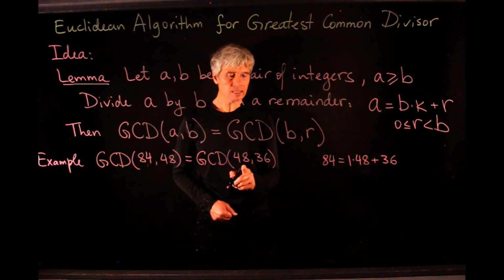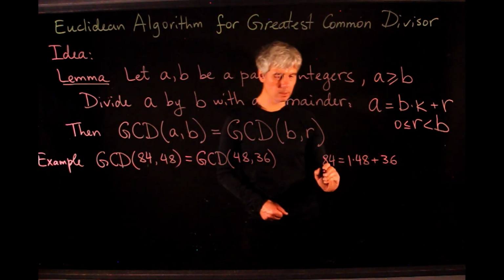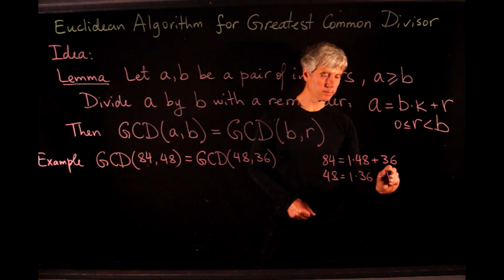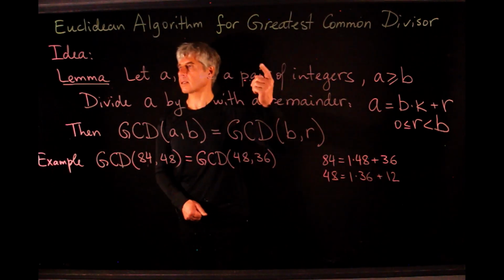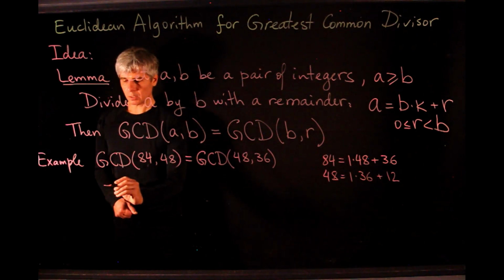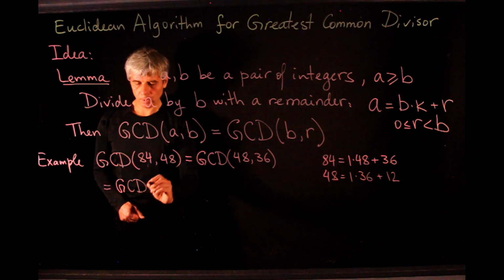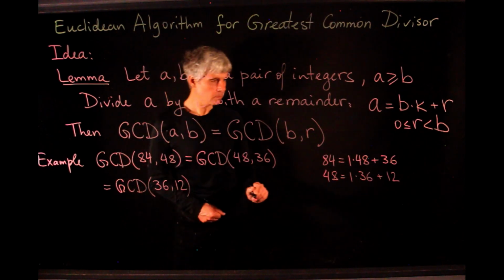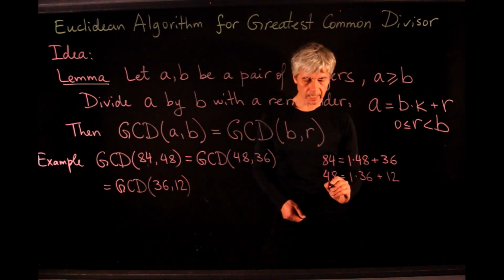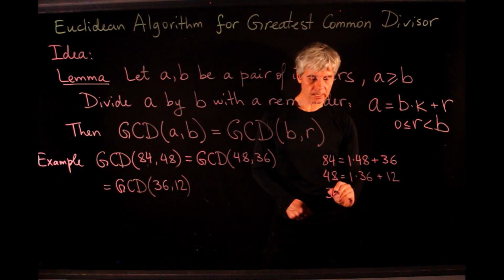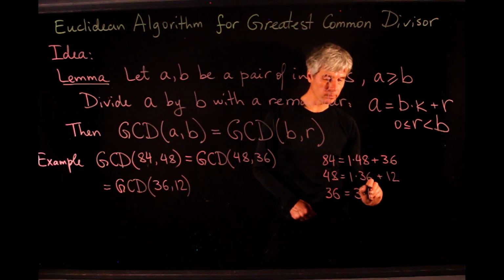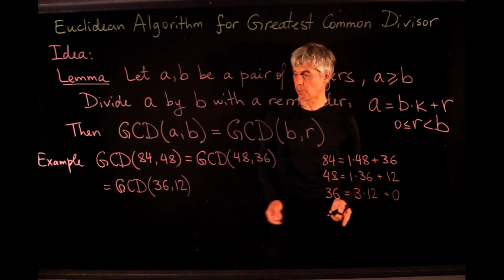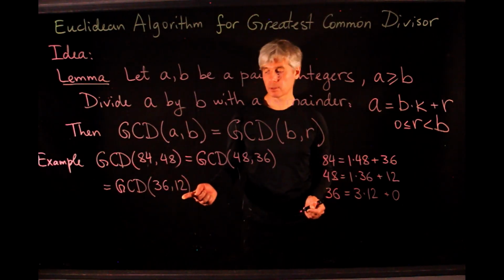Now we take 48 and divide it by 36 with the remainder. So we write 48 is 1 times 36 plus 12. Then, iterating this lemma, this is also equal to the GCD of 36 and 12. Next, we do it again. So we have 36 is equal to 3 times 12 plus 0. So this 0 indicates that 36 is actually divisible by 12.